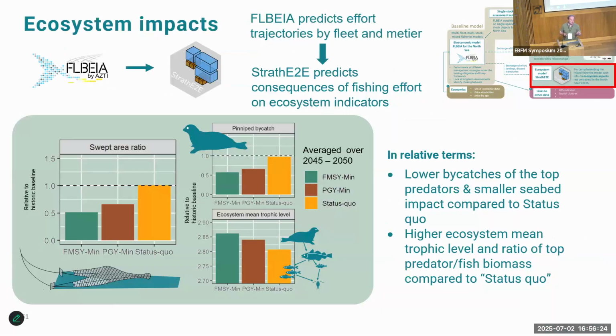If we look at typical ecosystem indicators, then we see, of course, under the strict FMSY scenario with low fishing effort, we get a lower bycatch of pinnipeds, we get a lower swept area ratio, and we get a higher ecosystem mean trophic level, so everything is fine. A lot of win-win situations compared to status quo, and again, our pretty good yield scenario is somewhere in between the two.